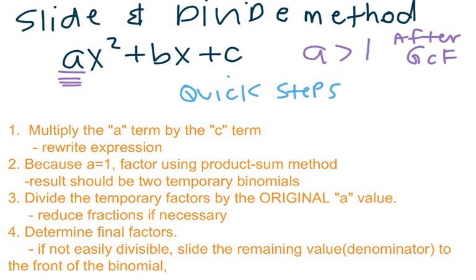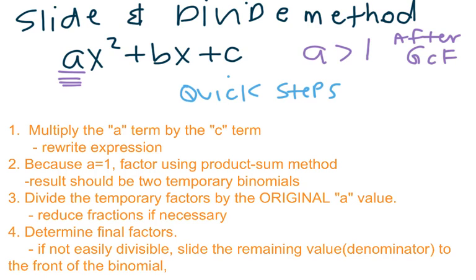This is an add-on to product and sum. So if our a value is greater than 1, that leading coefficient is greater than 1 after GCF. So let's say we did greatest common factor. We found out that these numbers all have something in common. We pulled it out. We still have an a value that's greater than 1. We are going to use the slide and divide method in order to factor that expression. So quick steps are not perfect. They're just going to guide us through.